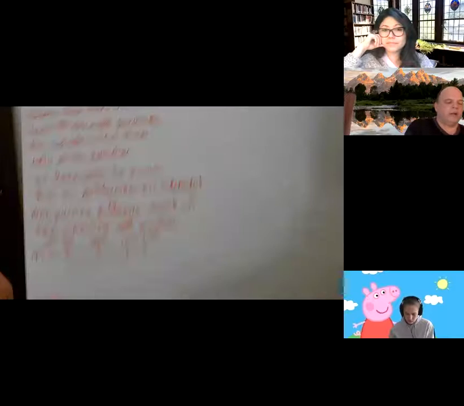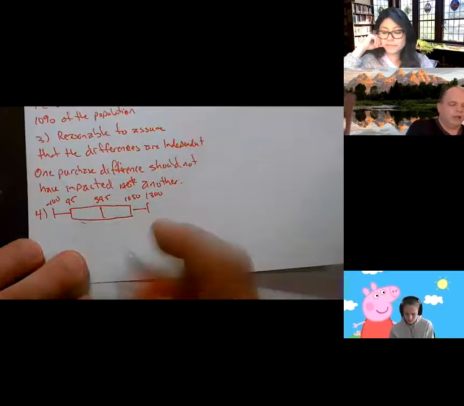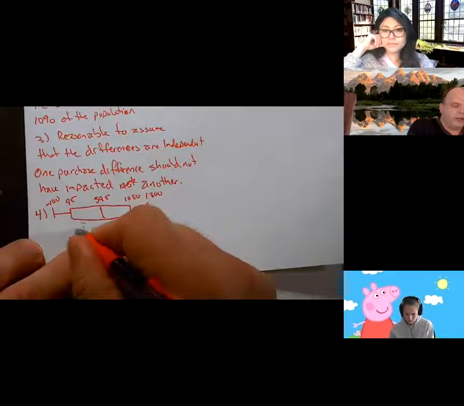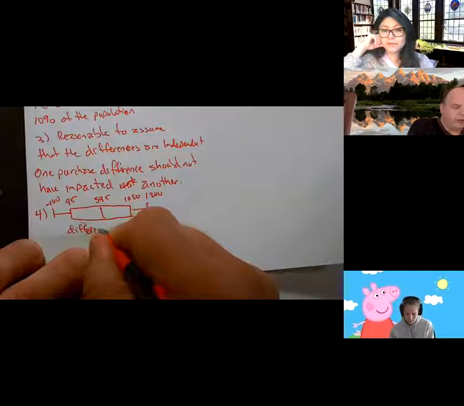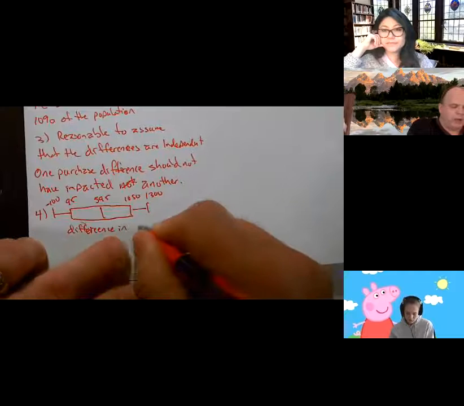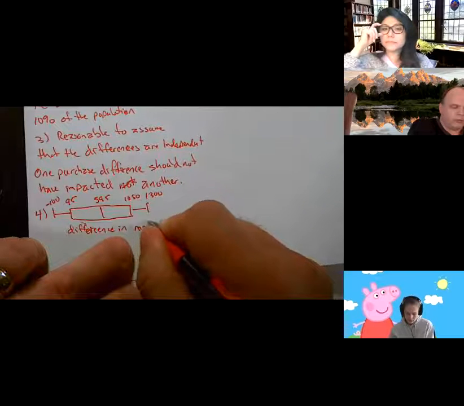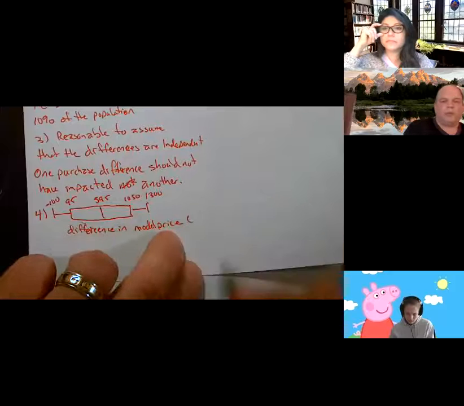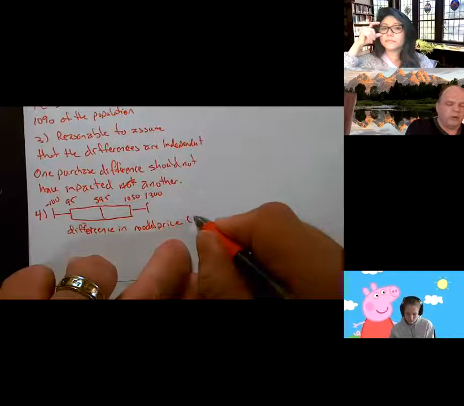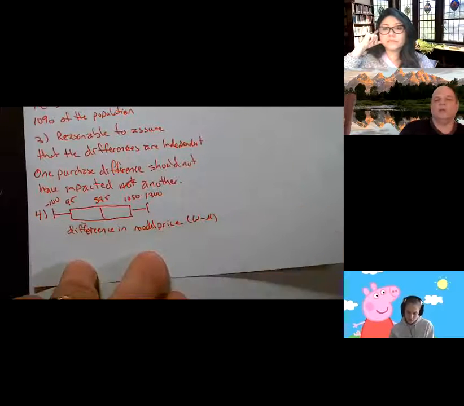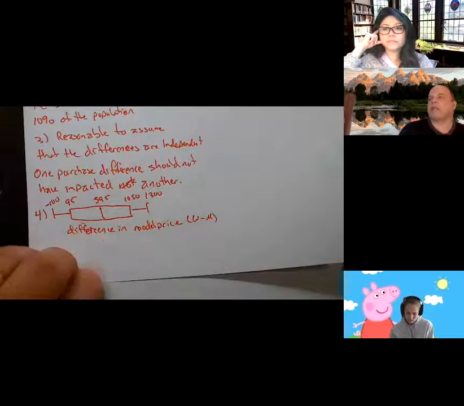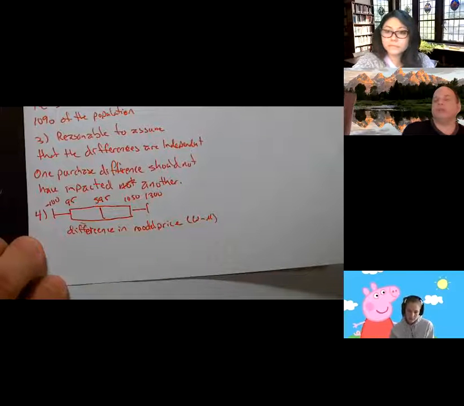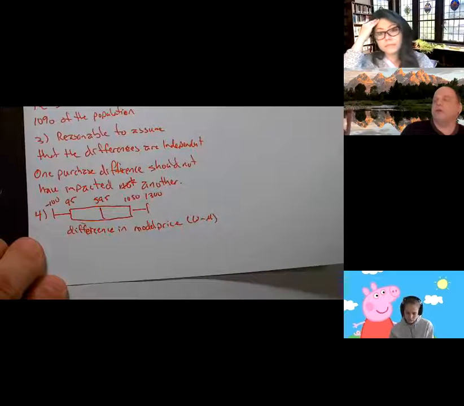All right. So what is this graph of? My graph is the difference in model price, and I'm going to abbreviate for this, but please don't. W minus M, women minus men. That right there is not enough determination. It's really nice that I drew that box plot. Everyone's going, oh, they drew a box plot. What does it mean?